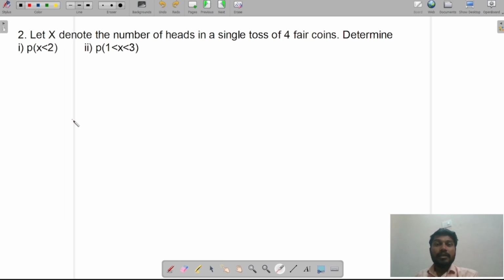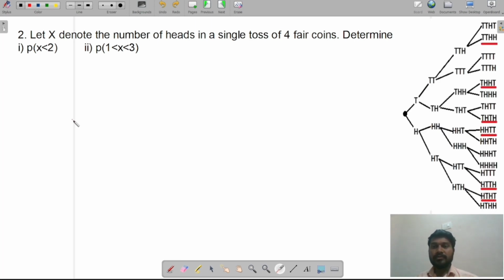Yes, we will get 16 possible outcomes. So what are the 16 possible outcomes? Let's see now. These are the possible outcomes I will get when tossing 4 coins once. First possible outcome, second, third, fourth, fifth, sixth, seventh, eighth, ninth, 10th, 11th, 12th, 13th, 14th, 15th, 16th. These are the 16 possible outcomes when tossing 4 coins once.